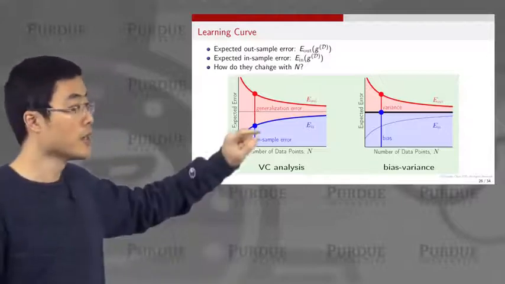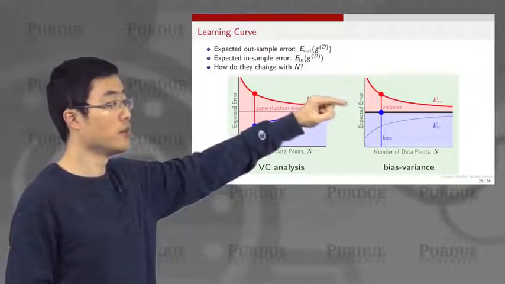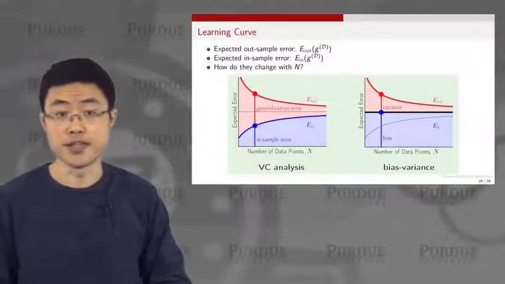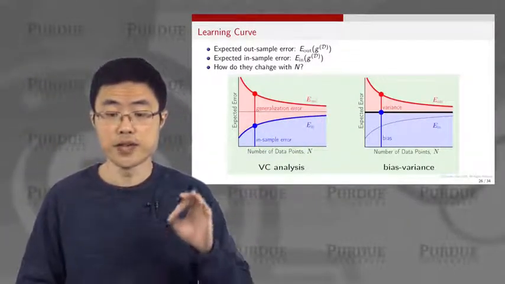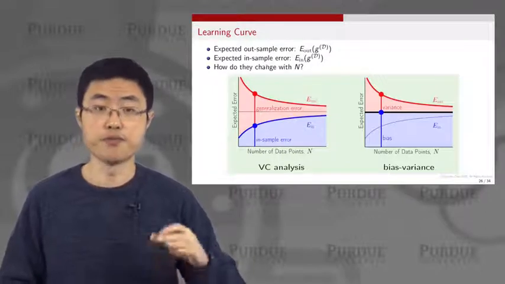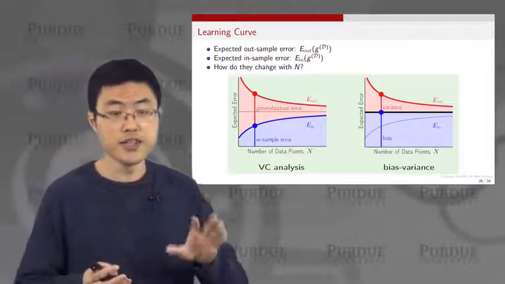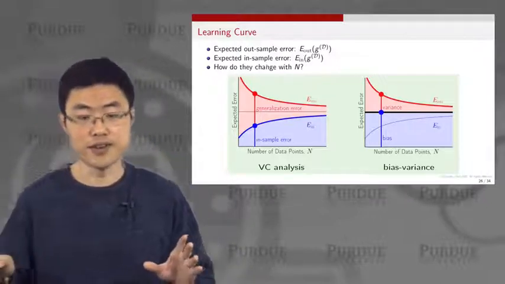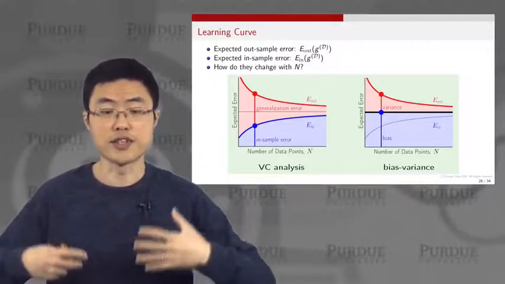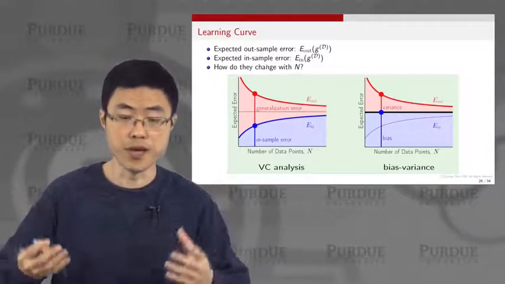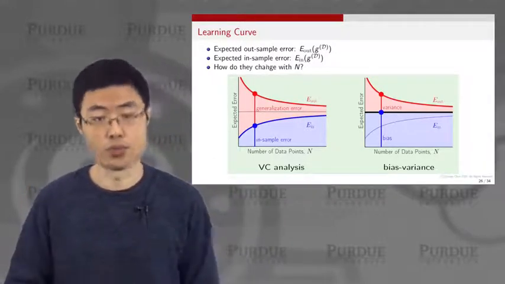And then from the bias to the out-of-sample error, there will be a fluctuation that is called the variance. Therefore the out-of-sample error will become the sum of the bias and the variance. Now you can see that the VC analysis and the bias and variance analysis are actually trying to achieve the same goal of calculating the out-of-sample error. However, they're doing it with 2 different approaches.